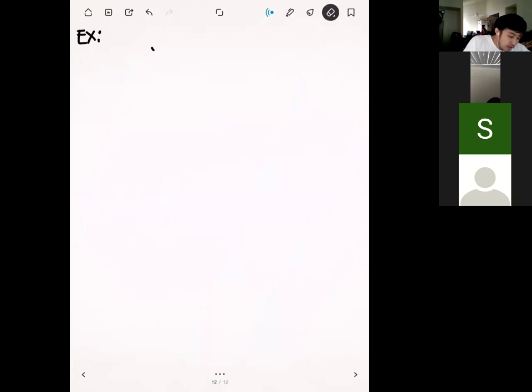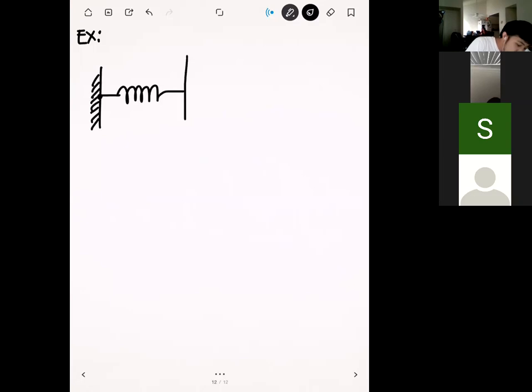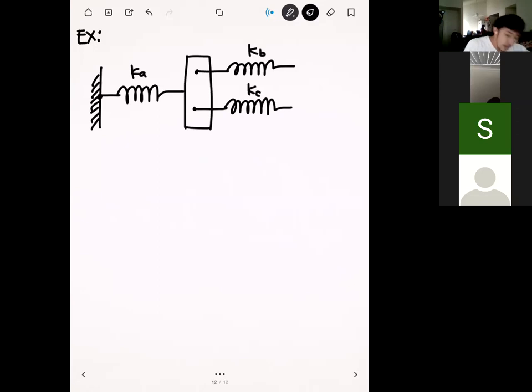So in this example, let me draw the geometry first. We have a wall on one side. Okay, so we have a spring. This spring is connected to a block, which is connected to two more springs. Let's give all these guys values. So we have three springs here. The first spring has a spring constant Ka. The second spring has a spring constant Kb, and the third spring has a spring constant of Kc.